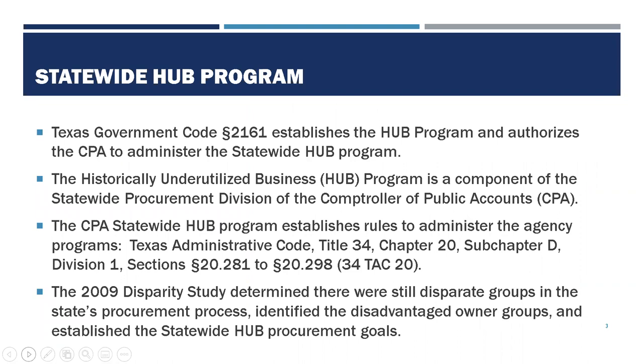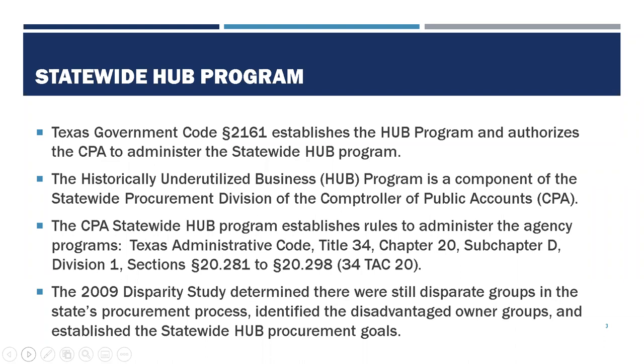The Statewide Hub Program. The Texas Government Code Section 2161 establishes the hub program throughout the state within state agencies and universities and authorizes the Comptroller of Public Accounts to administer that program. The hub program is a component of the statewide procurement division at the Comptroller's office. And the CPA statewide hub program establishes the rules to administer the agency and university programs. Those rules are listed in the Texas Administrative Code, Title 34, Chapter 20, Subchapter D, Division 1, Sections 20.281 through 298. We refer to those rules in 34 TAC 20.